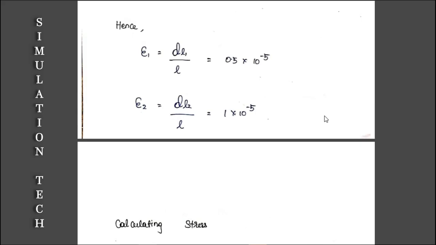And we need to find that strain, right? So strain is dl divided by original length. That is, change in length divided by original length. So obviously we get the values of 0.5 into 10 to the power minus 5 and 1 into 10 to the power minus 5. So strain has no units because both of them are mm or meter, so they will cancel with each other.